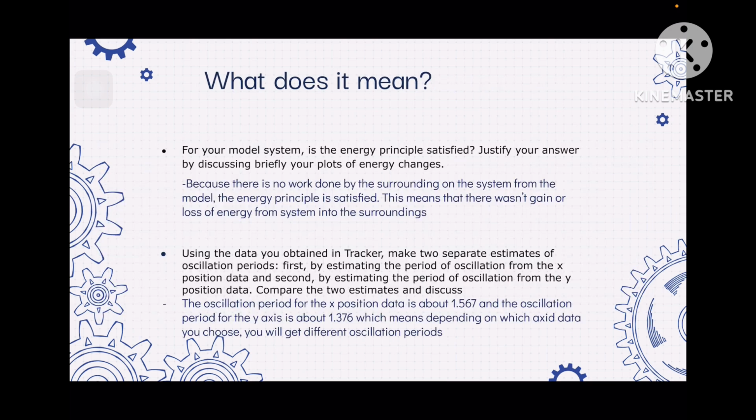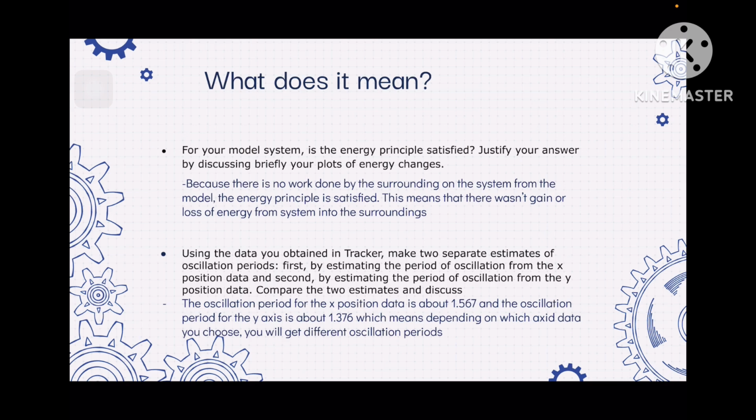So what does it mean? For your model system, is the energy principle satisfied? Answer by discussing briefly your plots of energy changes. Because there's no work done by the surroundings on the system in the model, the energy principle is satisfied. This means that there wasn't any gain or loss of energy from the system into the surroundings.